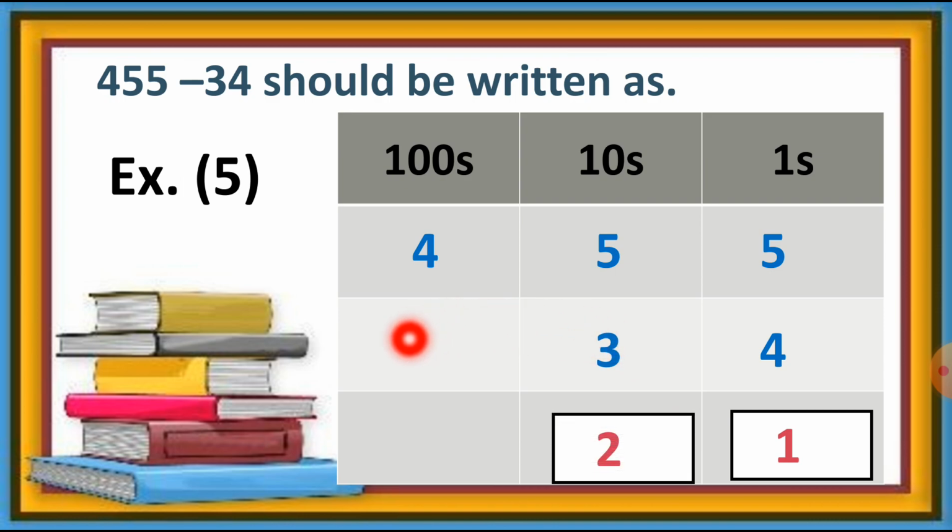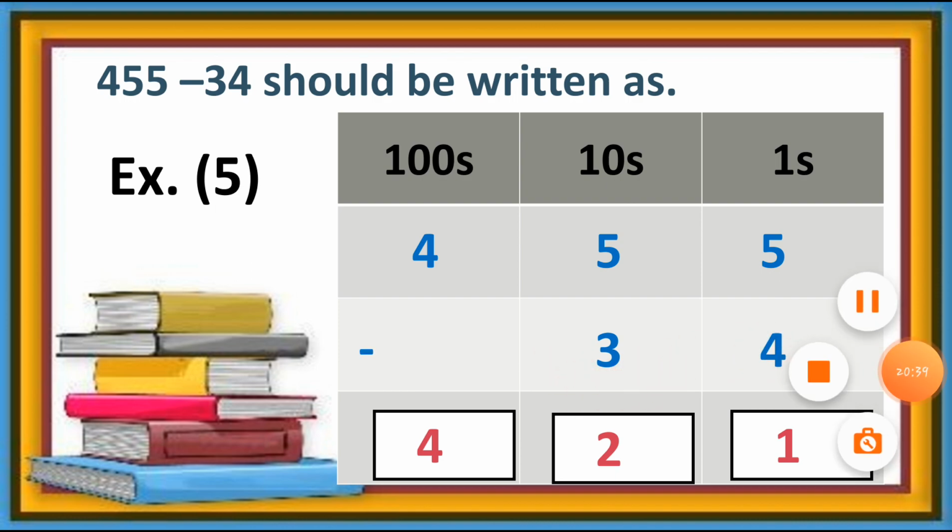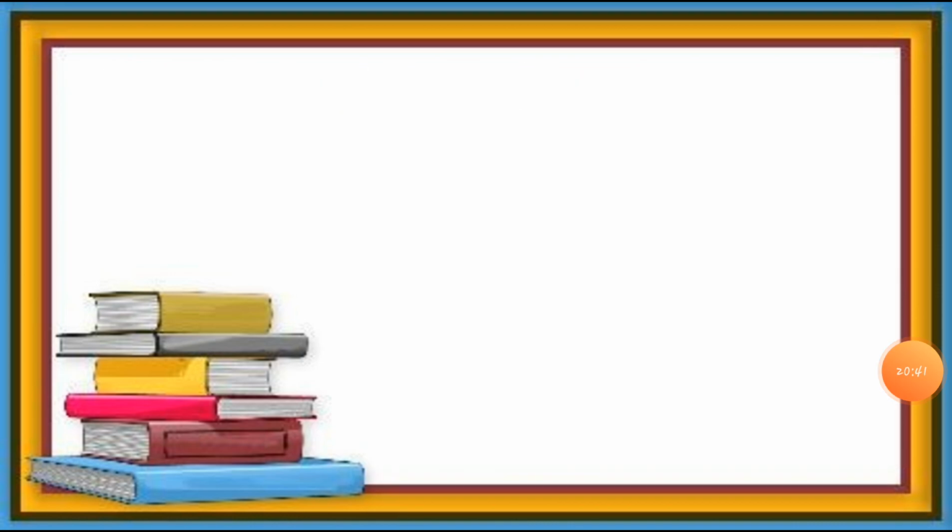And at the hundreds column we are not cutting anything from 0, so 4 will be 4. And the answer is 421. We can write down the answer this way. I know this is very easy.